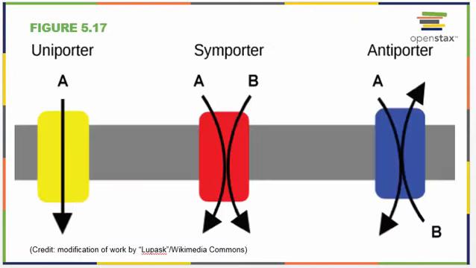An important membrane adaptation for active transport is the presence of specific carrier proteins or pumps that facilitate movement. A uniporter pump carries one molecule or ion in one direction. A symporter carries two different ions or molecules both in the same direction. An antiporter carries two molecules or ions, but they travel in different directions.